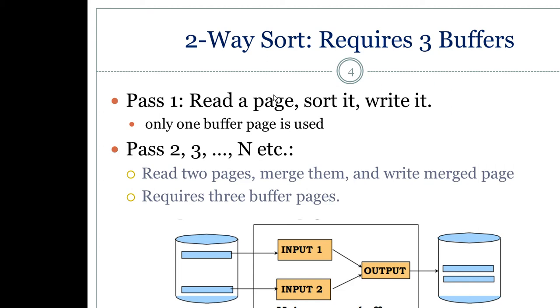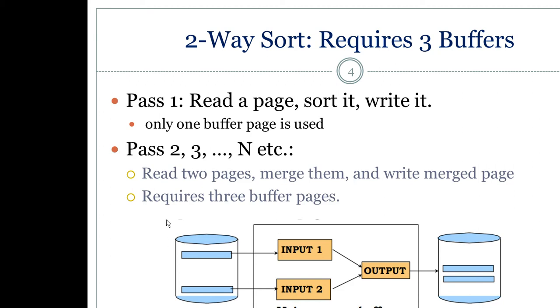So in pass 1, according to the RAM size, data from secondary memory is loaded into primary memory, that is RAM. It is sorted by using any sorting algorithm, and again that sorted data is written back onto the secondary memory. Now from pass 2 onwards, we require buffers. In two-way merge sort we require 3 buffers. Why 3 buffers? I am going to explain that now.